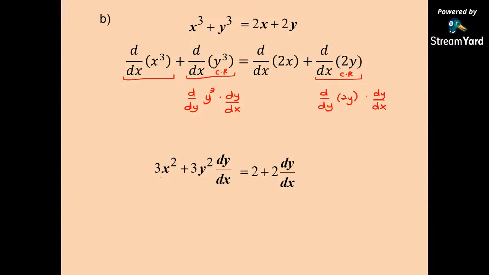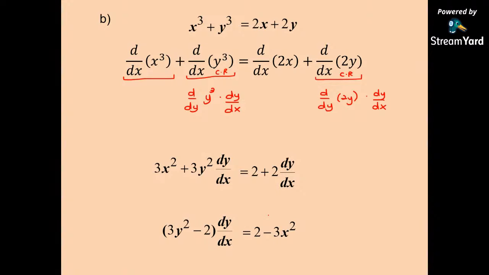Okay, so now we got 3x squared, 3y squared dy over dx equal to 2 plus 2 dy over dx. Okay, so now I'm going to differentiate this again because we want to get the second derivative. But before that, if you want to, you can actually bring this to the left hand side, so we can simplify them first before we differentiate them. So you can have something like 3y squared minus 2 dy over dx equal to 2 minus 3x squared. So you can actually do this first.